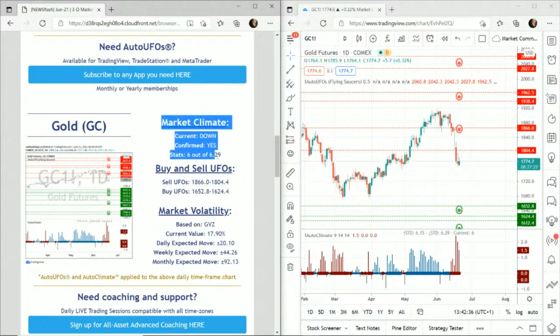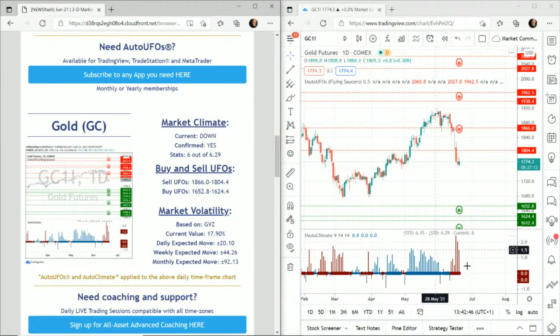Gold, we have a confirmed downwards climate. Usually this market would go down for 6.29 candles. Again, let's round that up, call it 7. We're on candle number 6, so still within what's usual. Thick red dot here, probability down.